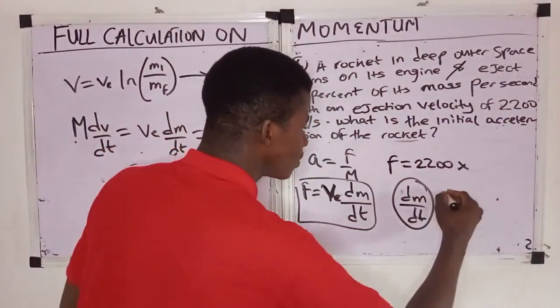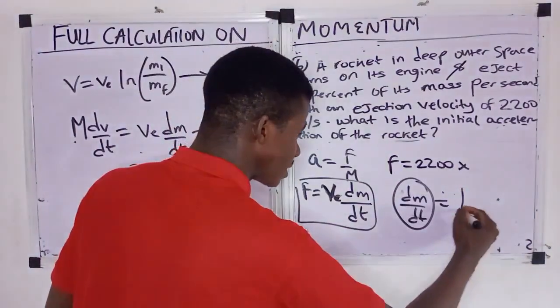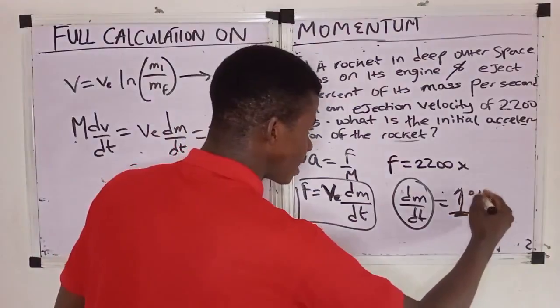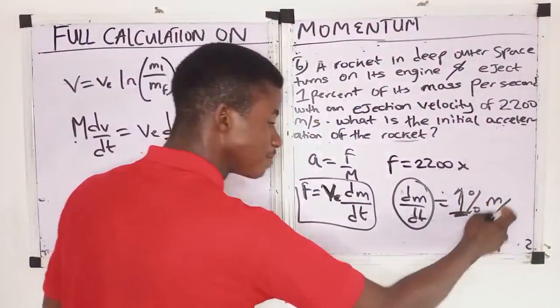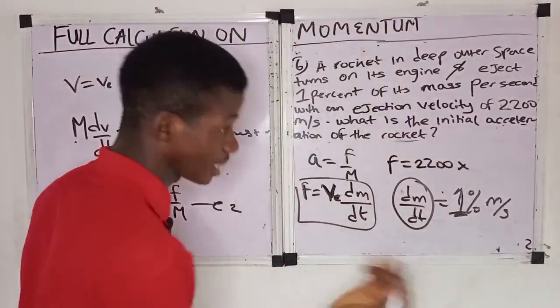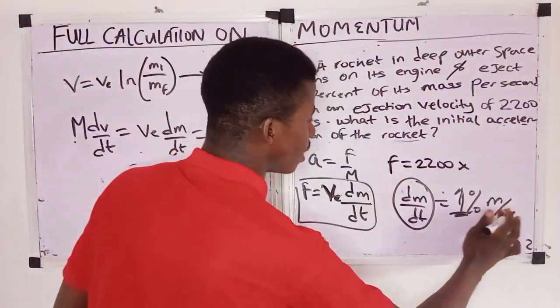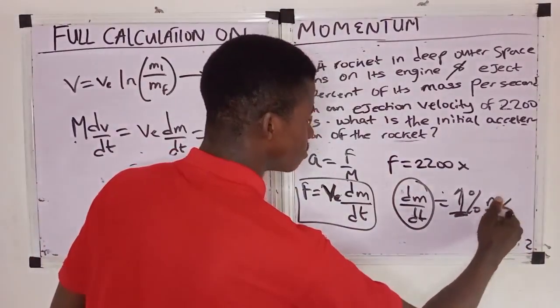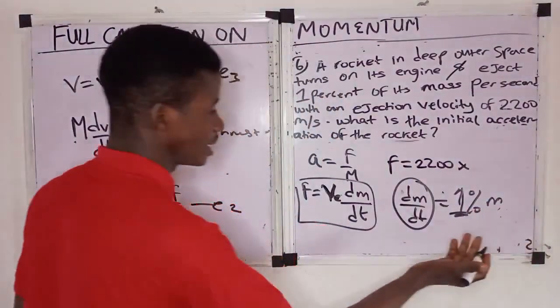So 1%. Everything here, the m over dt, they said that is 1%. Let me understand. They say mass per second. Now per second is 1 second, right? So everything here will just be okay. M divided by 1 will give us m. So we'll now get something like this.